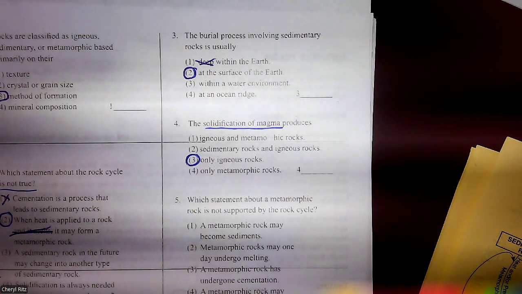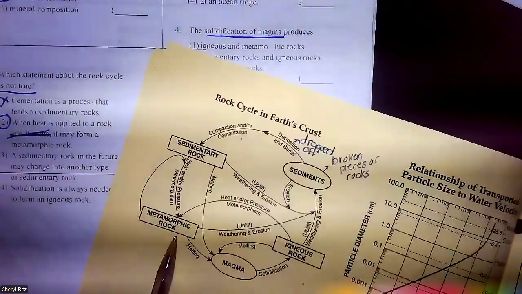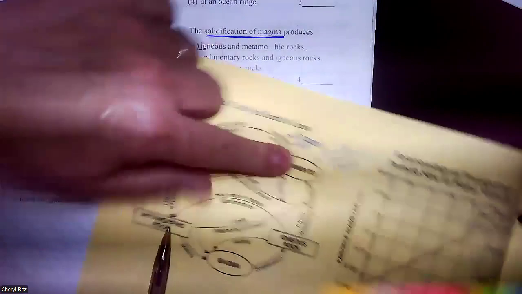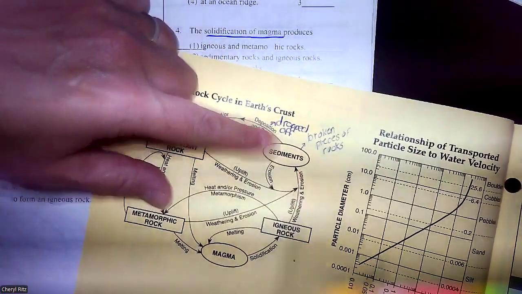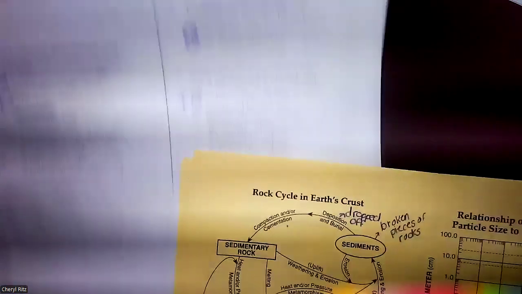And number 5, again, this one's looking for which one is not supported by the rock cycle. Which one did you pick as not true? Okay, another couple. It's these not questions that confuse you guys. So let's go through. Which one is false is really what we're looking for. Is number 1 false? A metamorphic rock may become sediments. Can a metamorphic rock become sediments? Yeah, weathering and erosion makes sediments. So that one is true, so that is not the right answer.